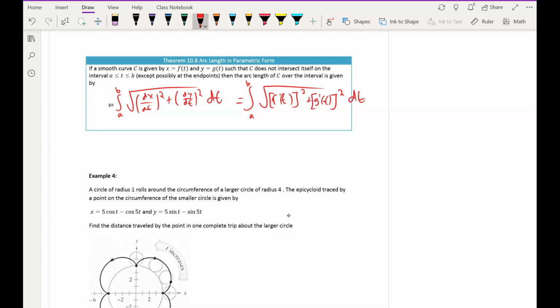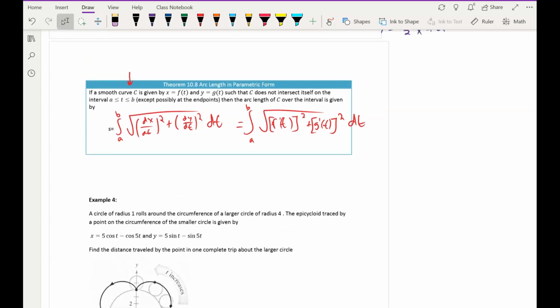Now, we want to revisit the definition of what a smooth curve is. The characteristics we really need to keep in mind when determining if something is a smooth curve are that it's smooth if f prime and g prime, if we have these parametric functions, are continuous on some interval, we'll call it I. And more importantly, they are not zero simultaneously on that interval.